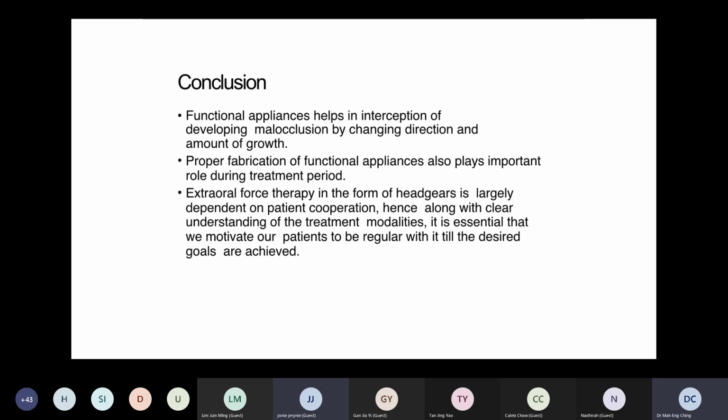For extraoral appliances, of course you want the patient to wear it full day, that's the best. But no one can walk around wearing the headgear for more than 12 hours. When they go to school and you ask them to wear the headgear or the face mask, the friends or classmates might laugh at them, then they will not feel confident or comfortable. So we ask them to wear it after school, which is about 12 to 16 hours per day.